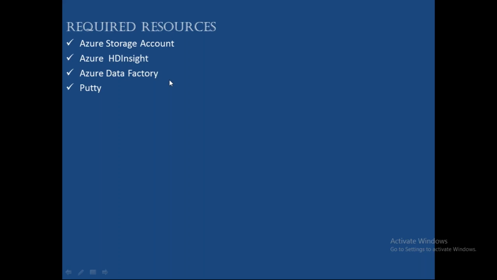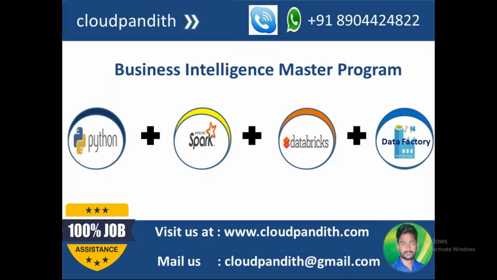Azure Data Factory you also need to create, because we need to submit our Spark code on Azure HDInsight by using a Spark activity in Azure Data Factory. PuTTY is also one of the ways to submit. Then you have Jupyter. Jupyter comes automatically within Azure HDInsight. You don't need to install Jupyter separately. Okay, those are all the slides we have.